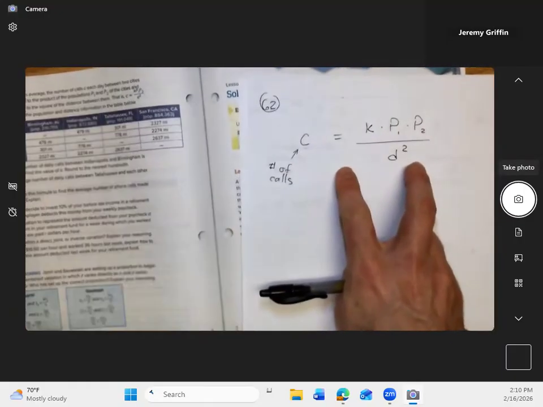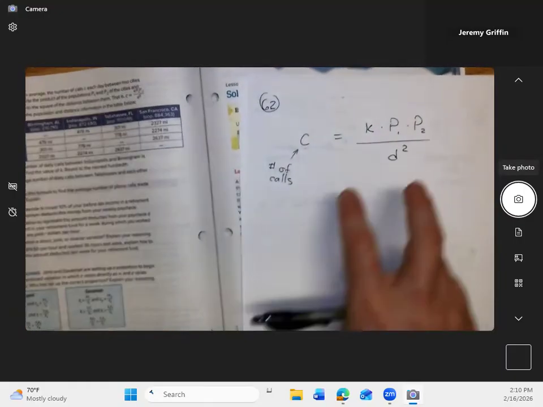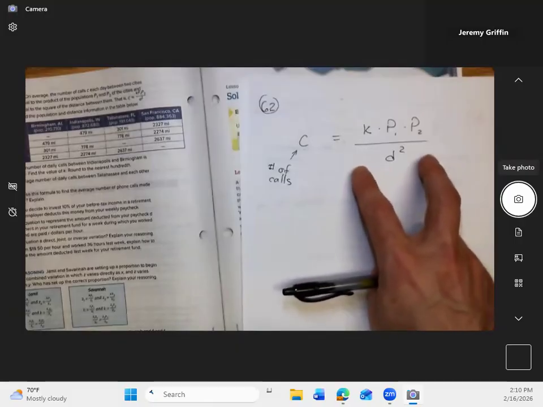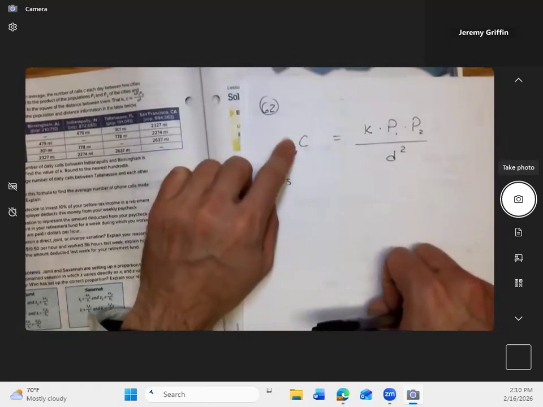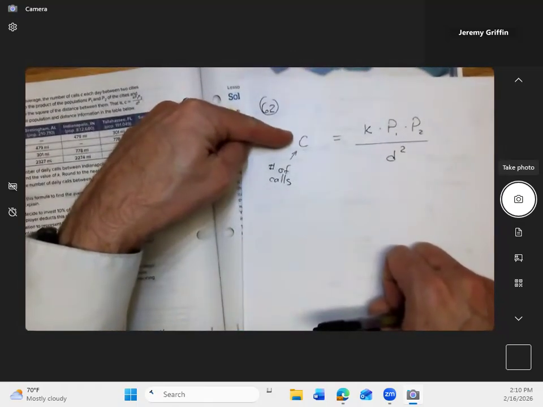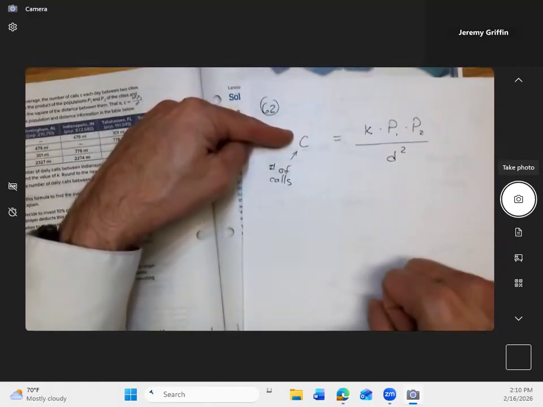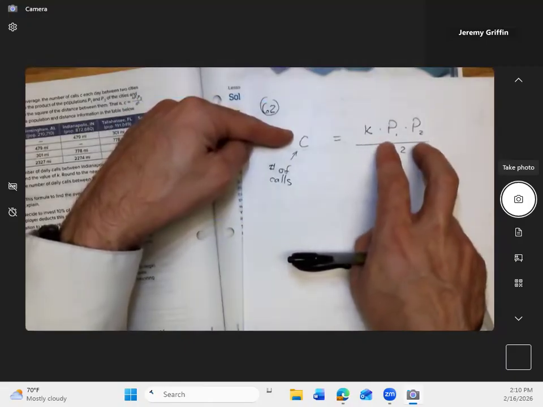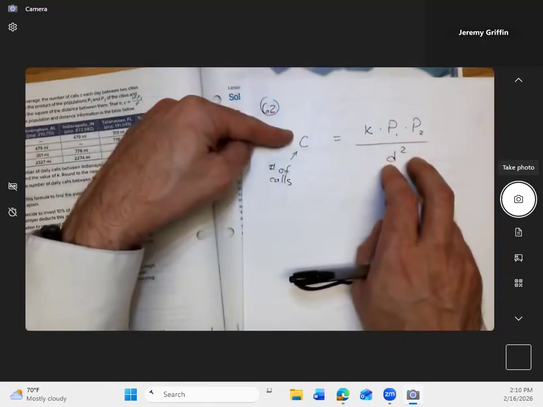Okay. Now, if you stand back and look at this formula, especially if you've been through physics class, you say, well, this definitely looks like at least two familiar formulas. This could be universal gravitation. Like, what's the gravity force between the Earth and the Moon? I could put force here in the place of C, for number of calls. How much is the Earth pulling on the Moon, vice versa? And it's the universal gravity constant times the mass of Earth times the mass of the Moon divided by the distance between the Earth and the Moon squared.